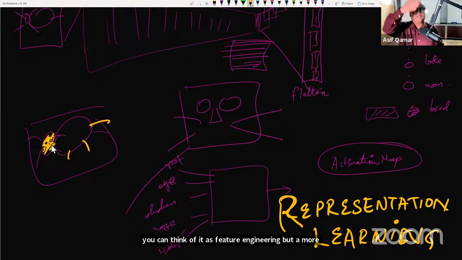What it is doing is the machine is looking at the input data and coming to its own conclusion on what is the best way to represent these features so that it can best do the task of, let's say, classification. Are we together? So we use the word representation learning.